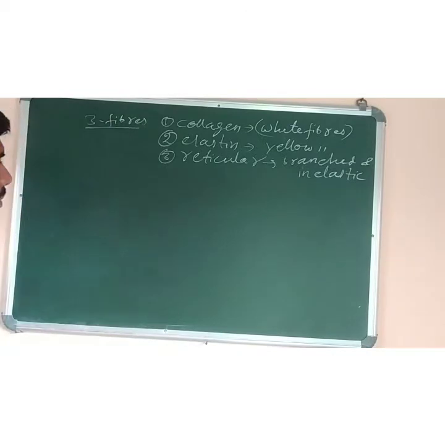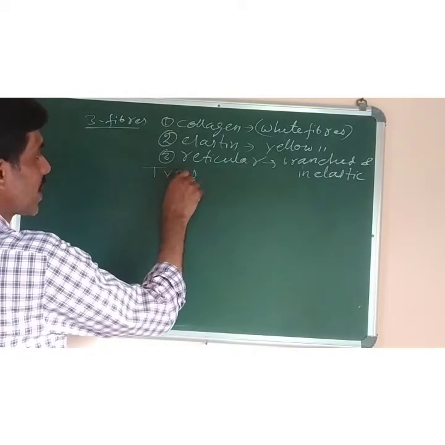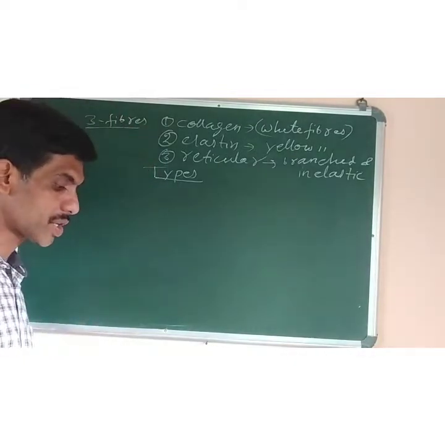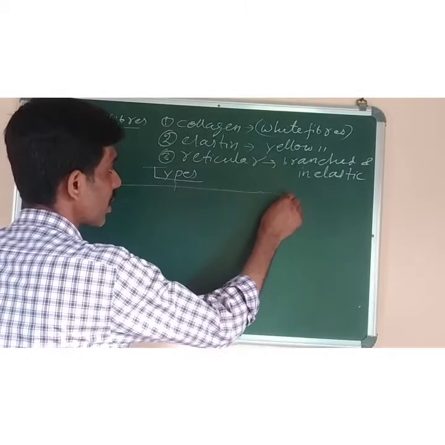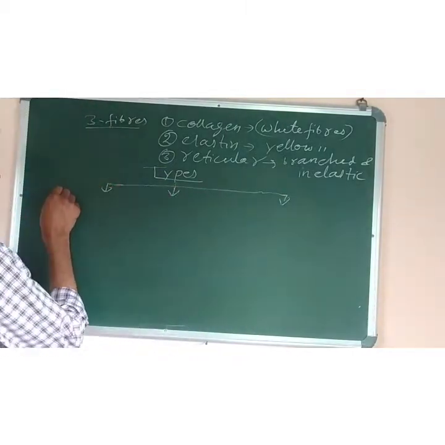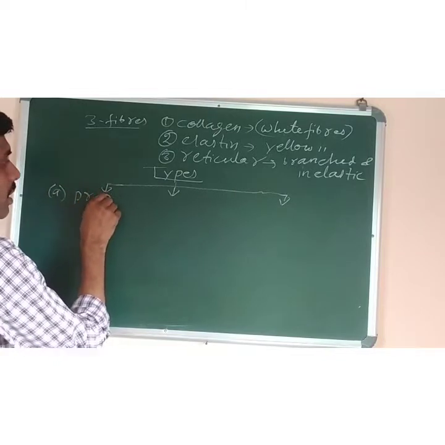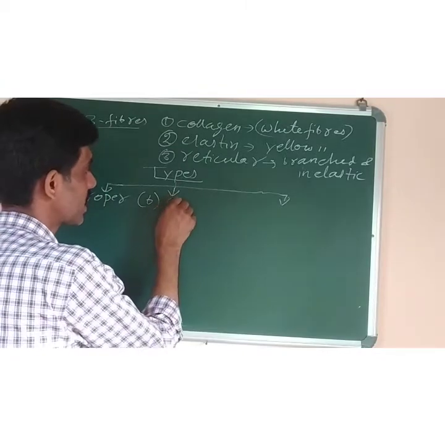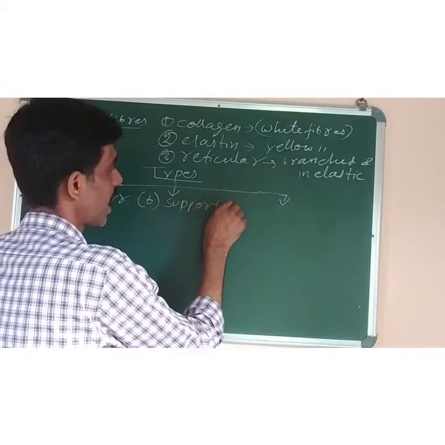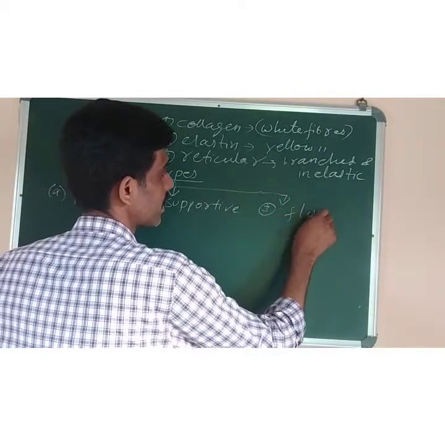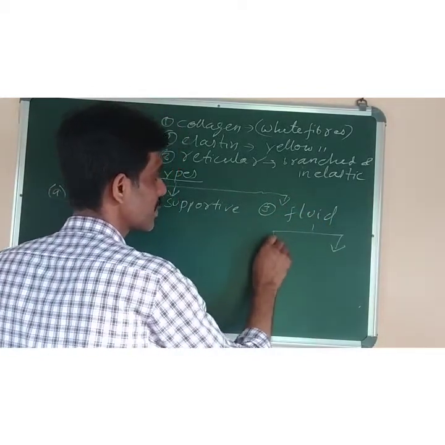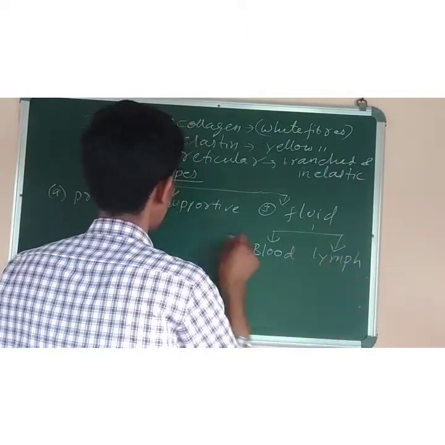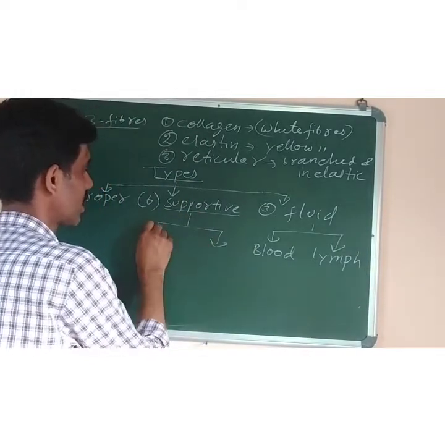Now next is types of connective tissue. How many different types of connective tissues are there? Connective tissues are of three different types. What are they? Number one, connective tissue proper. Number two, the supportive connective tissue or skeletal connective tissue. And third one we have the fluid connective tissue. Fluid connective tissue is further divided into two types. What are they? Blood and lymph. Whereas supportive connective tissue consists of two types, bones and cartilage.